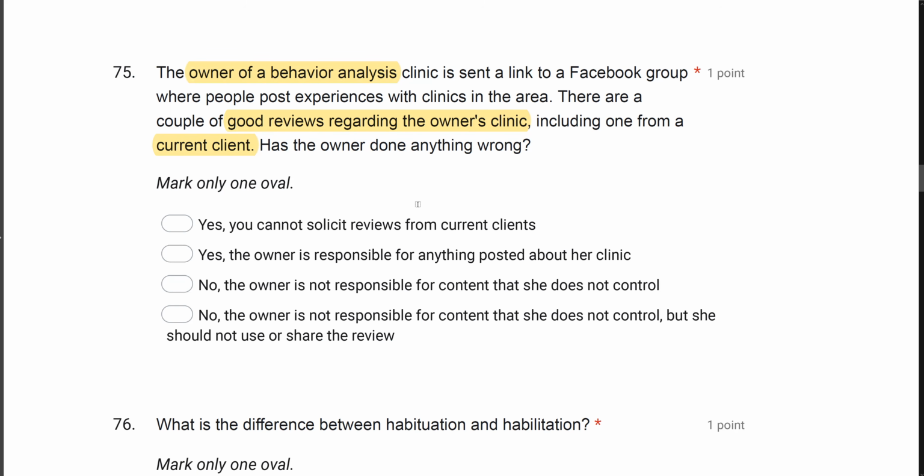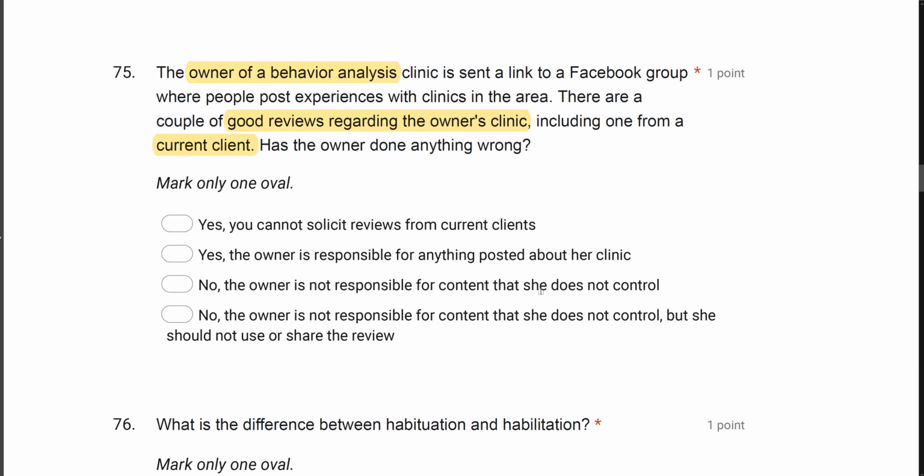No, right? Because there are many sites out there, there are many avenues where people can share their opinions, and you can't control them all. It's just the way of the world, right? It's how our world functions now. And the new ethical code has really beefed up its ideas around modern day social media and the like. Okay. So it's not her fault what they post on a Facebook group she doesn't control. C, no, the owner is not responsible for content that she does not control. Okay, that's what we've been talking about.